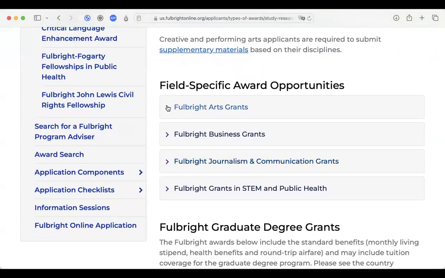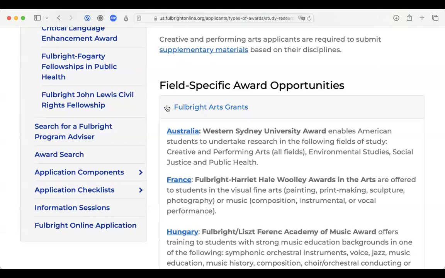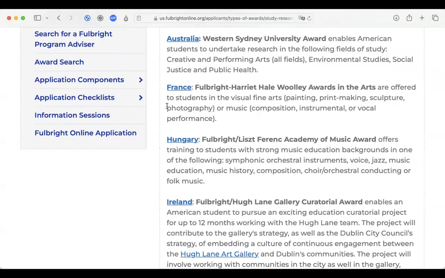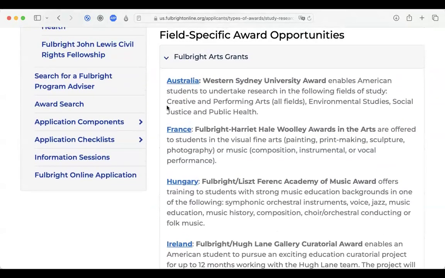And so here, let's take a look at Fulbright Arts grants. So this will list a number of specific awards that are sponsored by the country or an institution in that country that are available specifically, they're allocated for artistic things. Now, I happen to know the site host for this one, the Fulbright Harriet Hale Woolley Awards, which are administered by the Fondation des États-Unis in Paris. And they do bring in people working in the visual fine arts and music of all of those different slices that you see there.